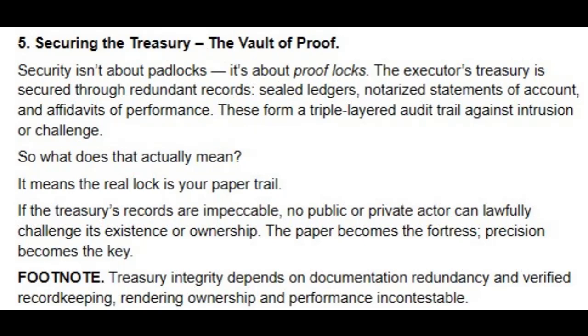5. Securing the treasury, the vault of proof. Security isn't about padlocks, it's about proof locks. The executor's treasury is secured through redundant records, sealed ledgers, notarized statements of account, and affidavits of performance. These form a triple-layered audit trail against intrusion or challenge. So what does that actually mean? It means the real lock is your paper trail.